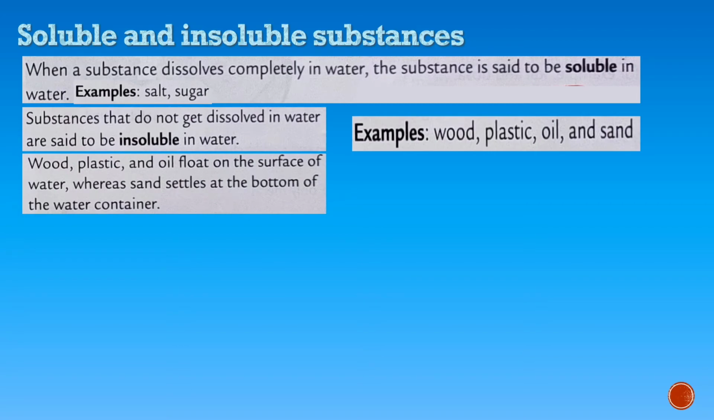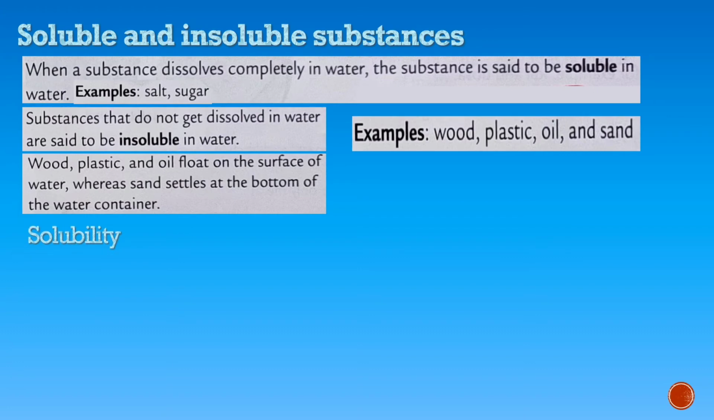Wood, plastic and oil float on the surface of water. Sand or any rock, if you mix it with the water, settles at the bottom of the water container. In either way, they do not mix with the water. Some float and some settle down at the bottom of the water container.